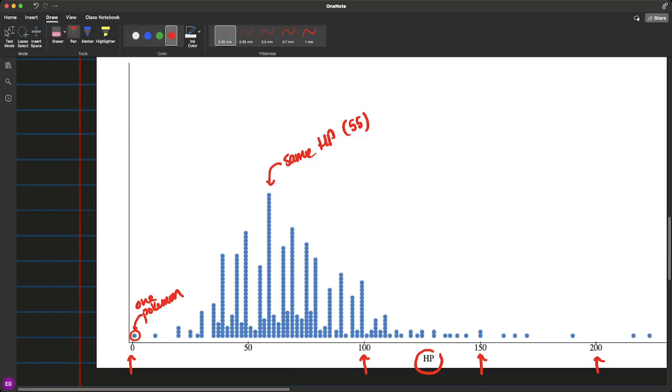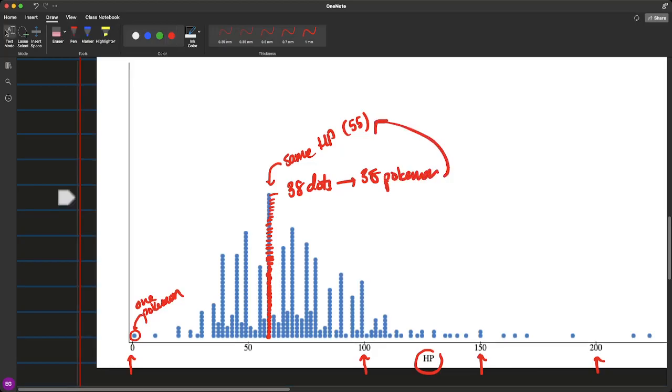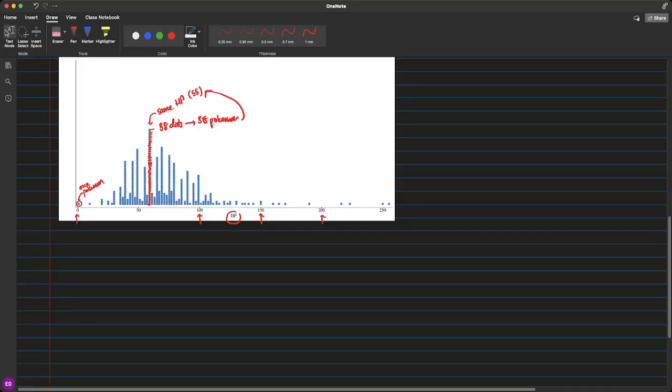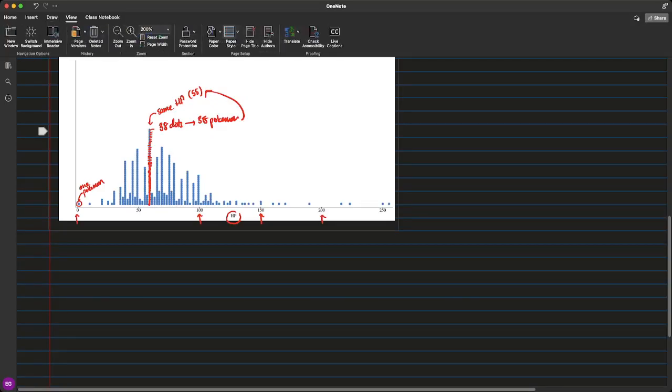You can go 1, 2, 3, and so on, up to 38. Because there are 38 dots, that corresponds to 38 Pokemon that have 55 as their HP rating. So this graph allows you to look very quickly at all of the data.